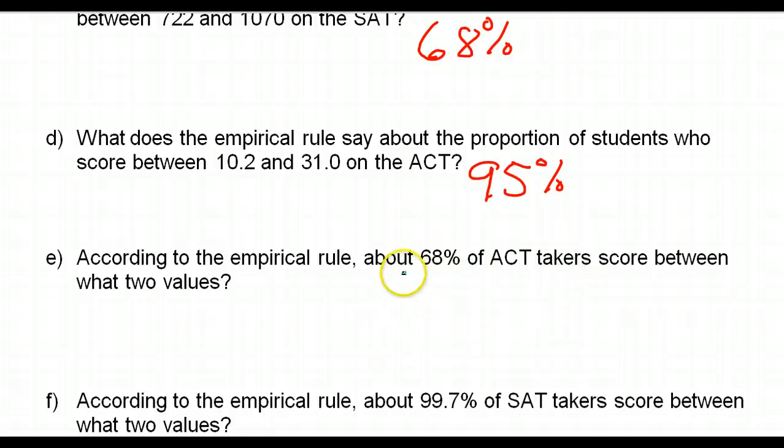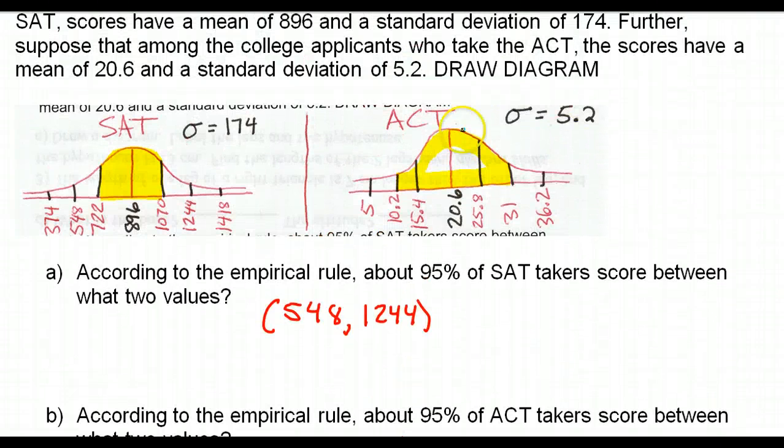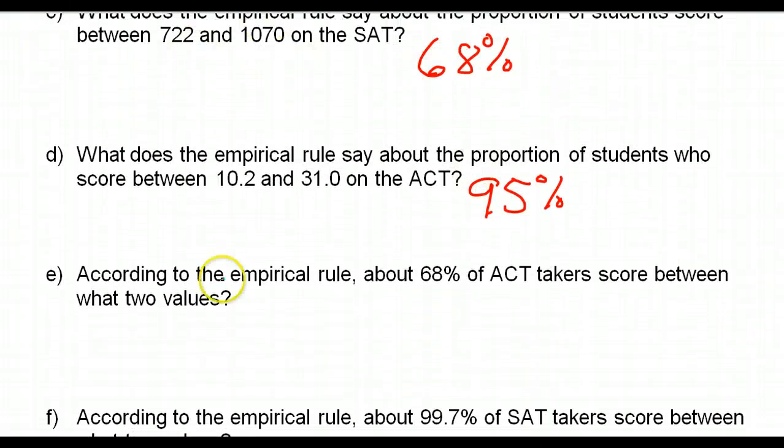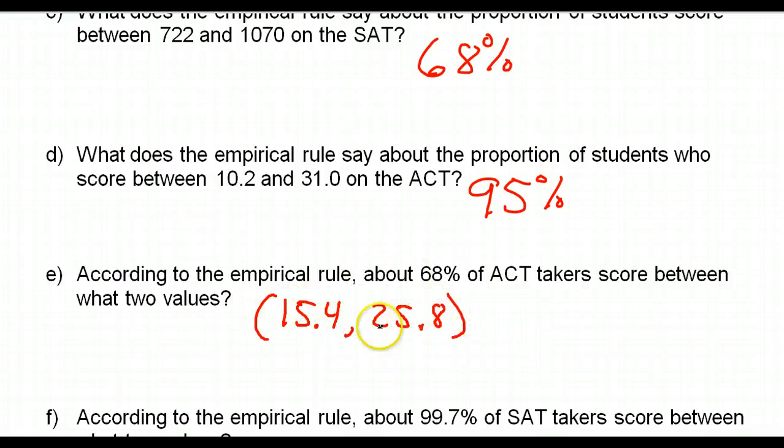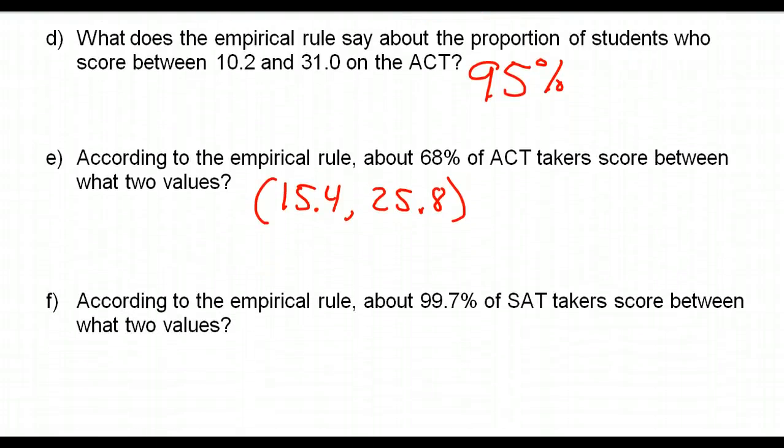Okay, according to the empirical rule, about 68% of ACT takers score between what two values? Okay, the ACT. 68%, well, that will be 1 standard deviation from the mean, and 1 standard deviation looks like this. Okay, that is between 15.4 and 25.8. Okay, so that should be 68% of the data should be between those two numbers.